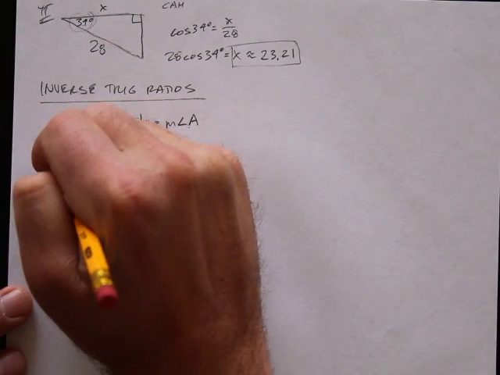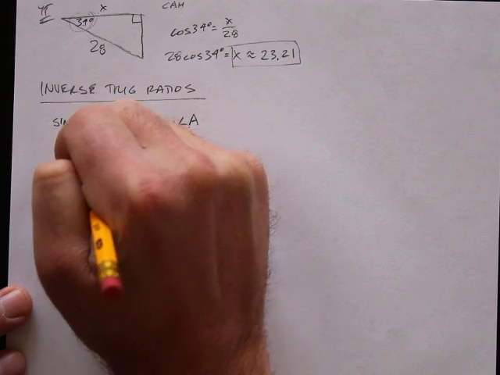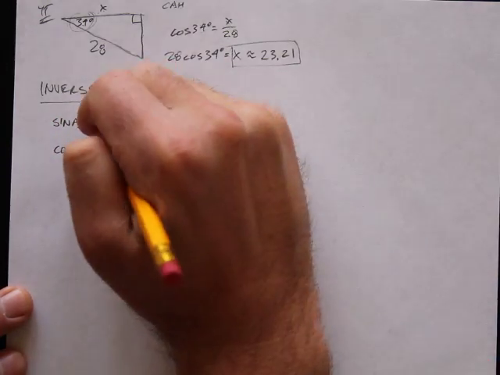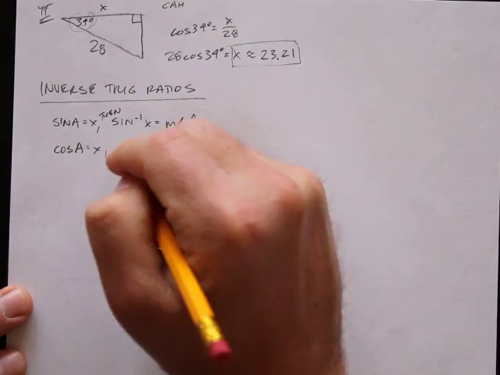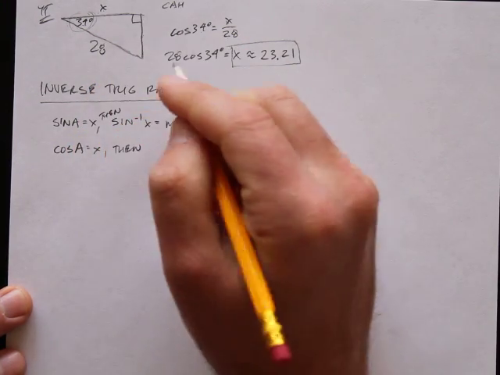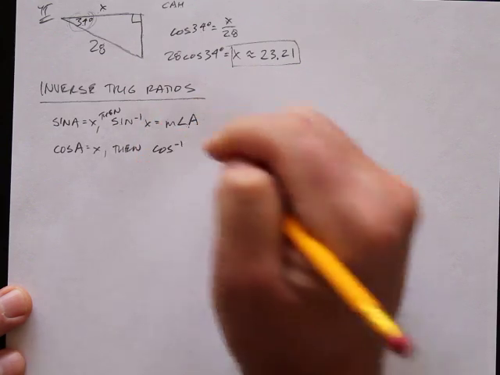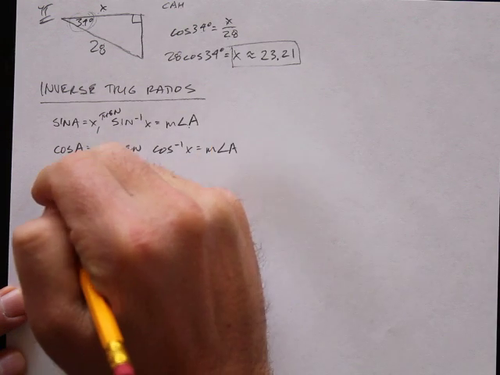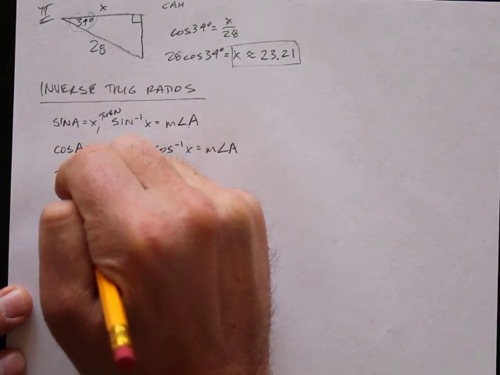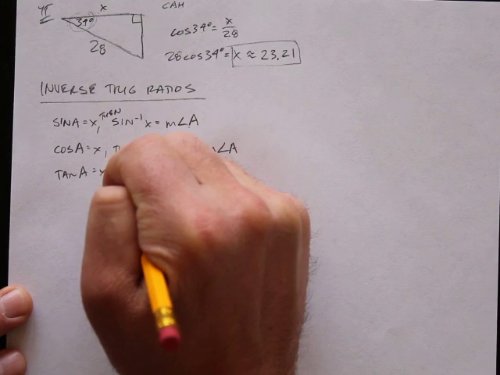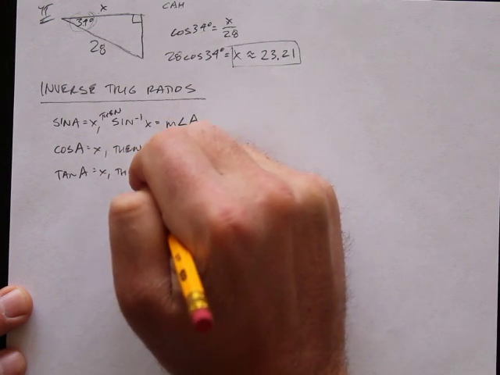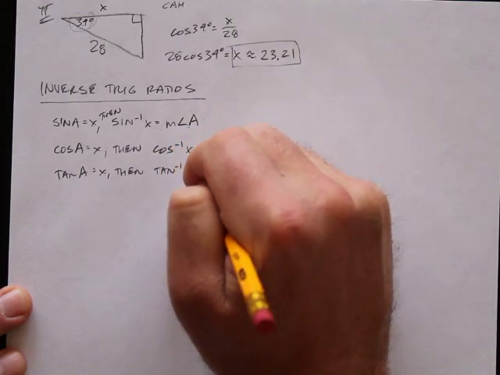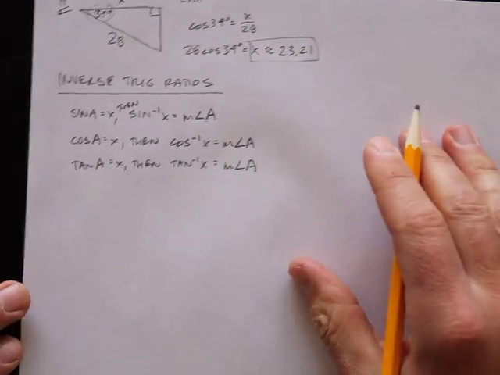So same with this one, if cosine of A equals x, then inverse cosine of x equals measure of angle A. And if tangent of A equals x, then inverse tangent of x equals measure of angle A.